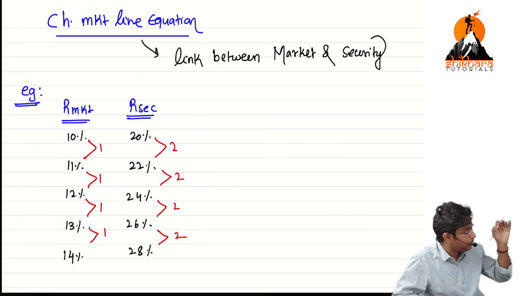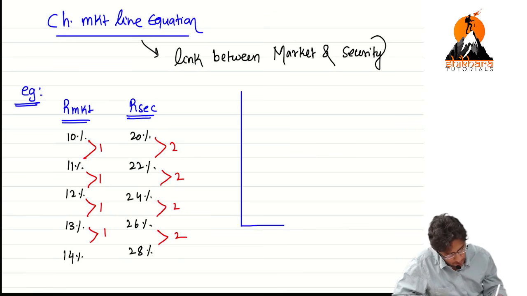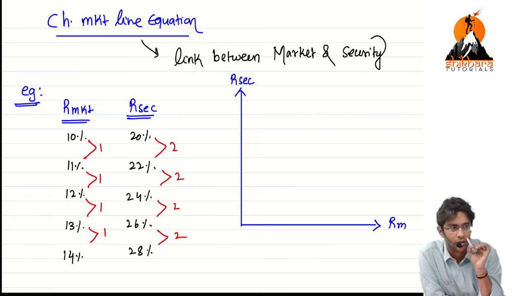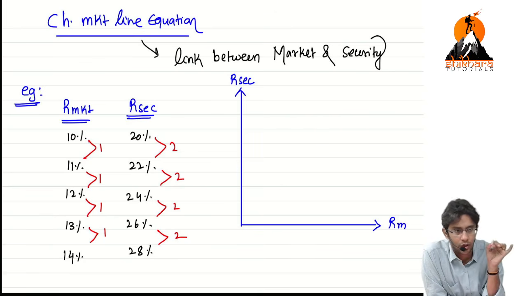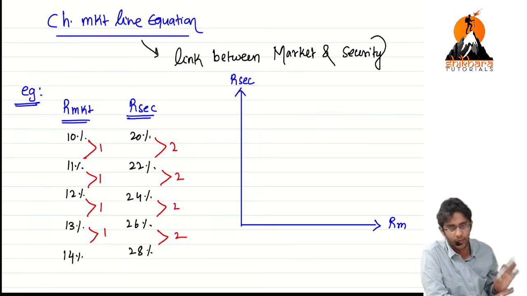Now, if you plot these points on a graph paper by putting RM here and security return here. It is important, sir, remember this. Market return on x-axis, security return on y-axis. Why it is important, later on you will understand. All other graphs are optional. For concept purposes, if the question comes directly, it will come like this only.